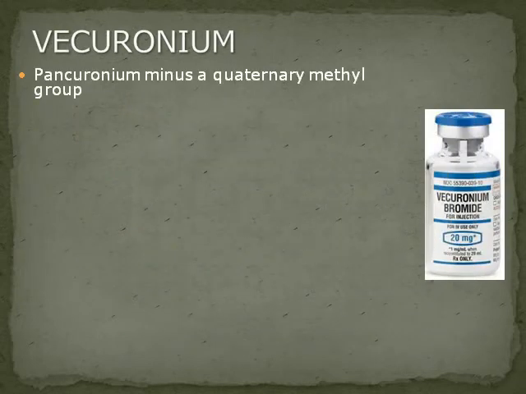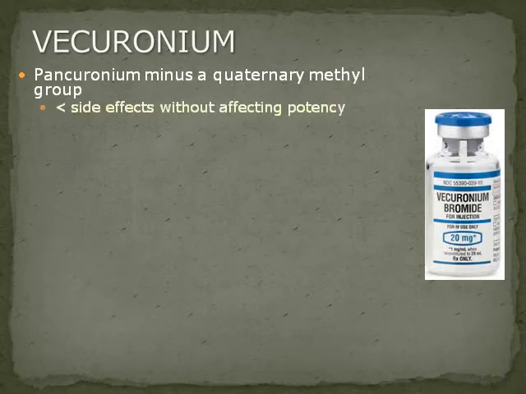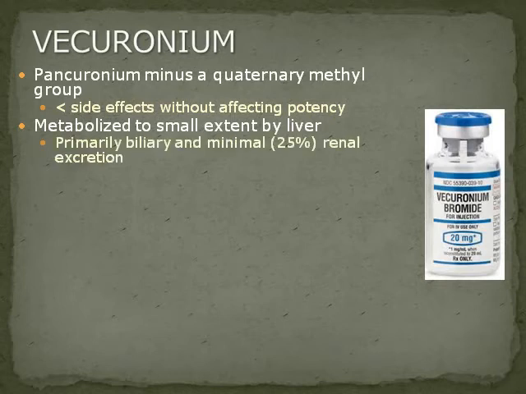Vecuronium is pancuronium minus a quaternary methyl group. This minor structural change beneficially alters side effects without affecting its potency. Vecuronium is metabolized to a small extent by the liver. It depends primarily on biliary excretion and secondarily on renal excretion.